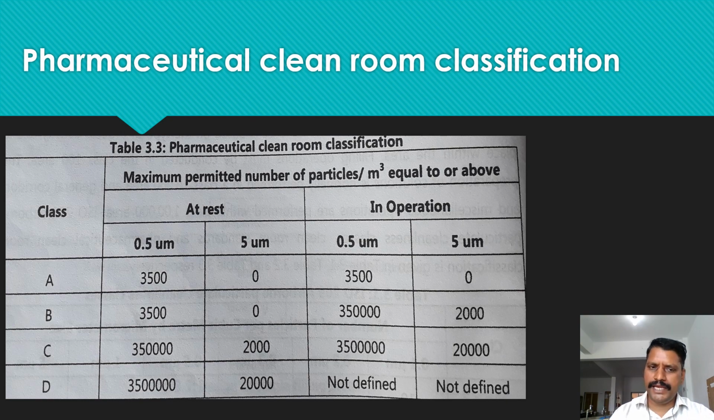In operation, the class A area is about 3500 particles of 0.5 micrometer size maximum permitted, and 0 particles of 5 micrometer size permitted.